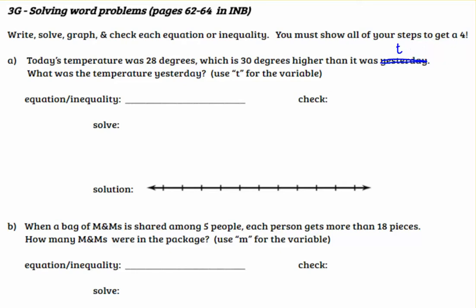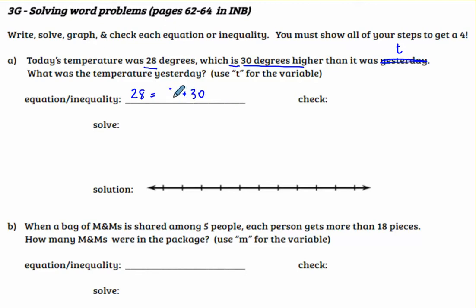Okay, now let's start at the beginning. Today's temperature was 28 degrees. Okay, that's my first number. I'm going to write it here. Keep going, and then I see is. What does is mean in math? Is equals. Then I see 30 degrees higher. So that means I'm going to be adding something to 30, or I'm going to be adding 30 to something, I guess I should say. And now, what is that? Well, it's T. It's 30 degrees higher than T.